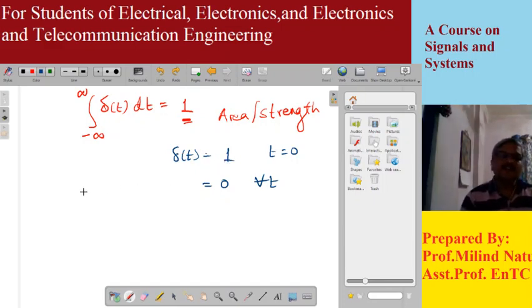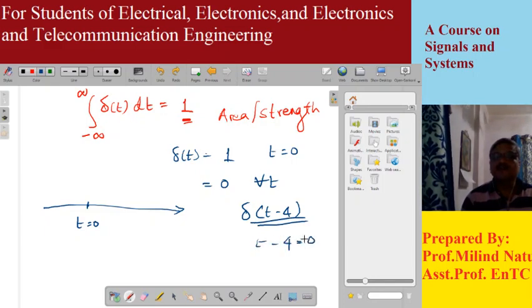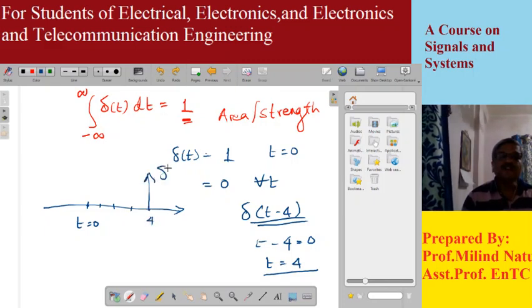There may be a possibility that this impulse may occur at some different positions of time. Say for example, this is the time axis, and t equal to 0 is the point located here. If we want to represent the impulse signal delta of t minus 4, this is a right sided shifted impulse. In this case, I equate the inside bracket term to 0, so t minus 4 equal to 0, therefore t equal to 4, which indicates that instead of t equal to 0, the impulse will appear at t equal to 4. This is the meaning of shifting of impulse.